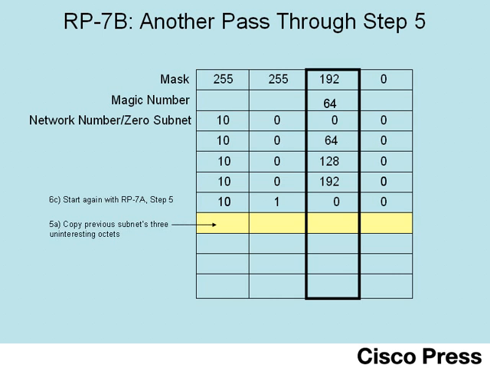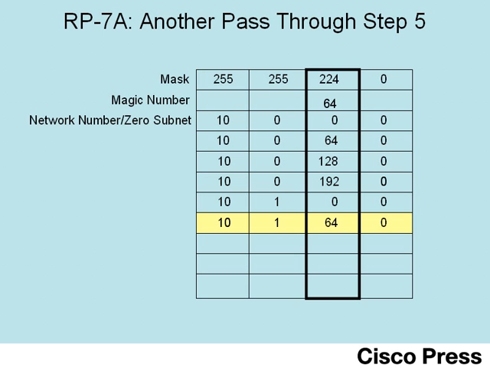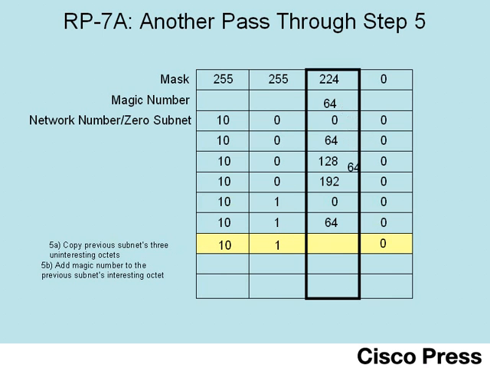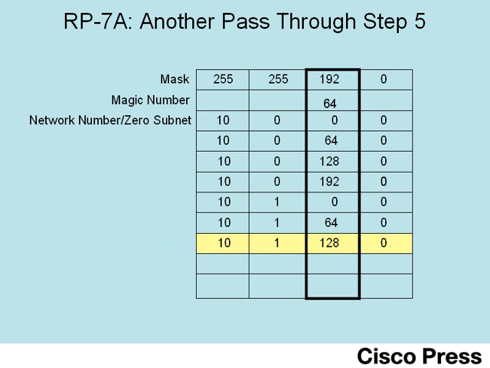So as you see here, we just copy down the three boring octets, add the magic number of 64 to the previous interesting octet value of 0, giving us a next subnet number of 10.1.64.0. Now you just keep repeating this same process of adding the magic number in the interesting octet to find the next subnet number. As you see here, we copy the three boring octets, add 64, the magic number, to the previous subnet number's value of 64, so the next subnet number ends in 128.0.